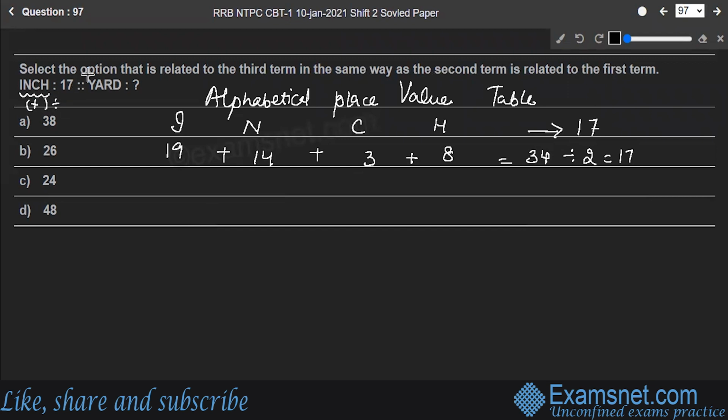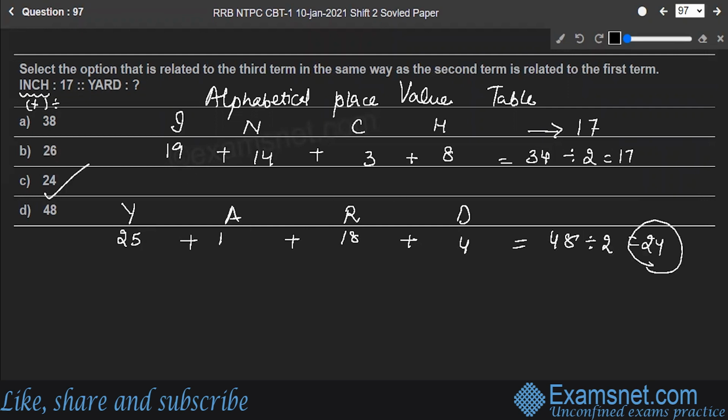Then is yard. Y-A-R-D. Y is at 25, A is at 1, R is at 18, and D is at 4. Let's add. So 26 plus 26 plus 22, this is equal to 48. Divided by 2 will give me 24. So option C is the correct one. Right? Hope you got that.